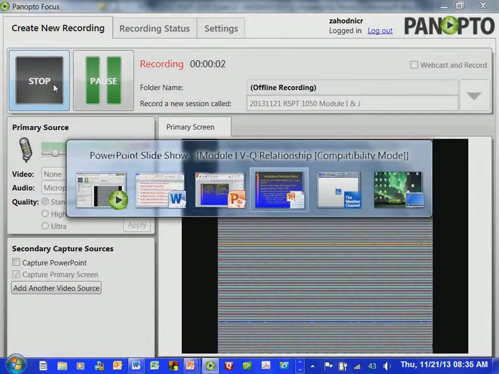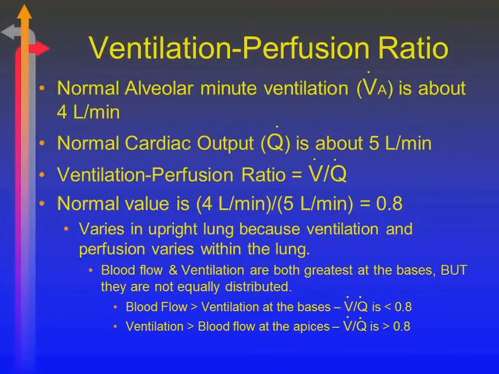Okay, we're going to talk first off on ventilation perfusion ratios, and then we'll talk about control of ventilation. So Module I and Module J.